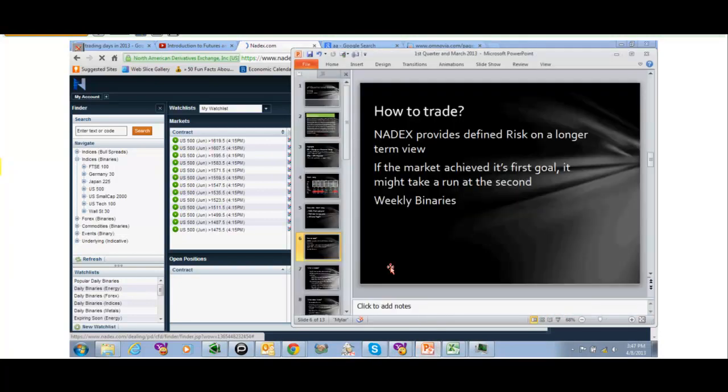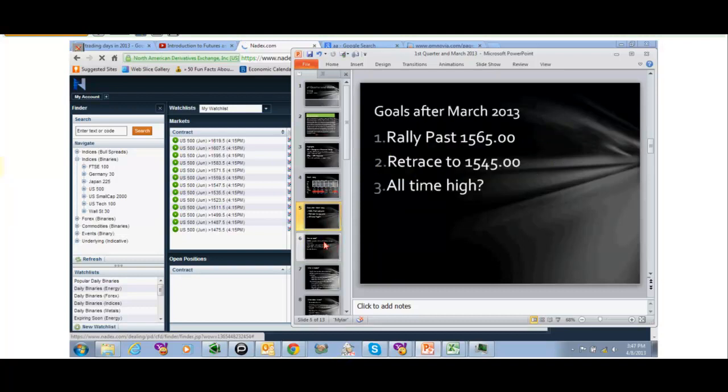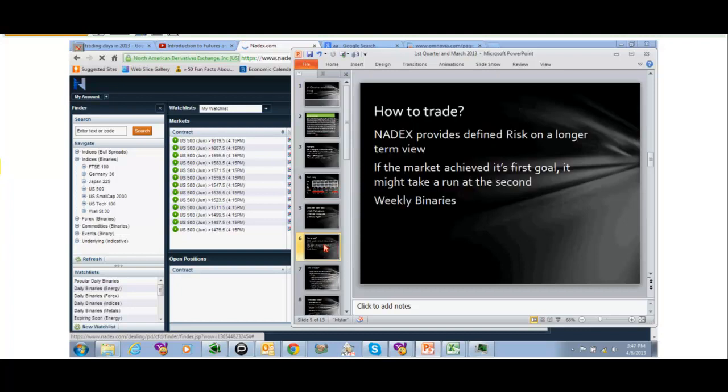Now, if the market achieved its first goal, going back to the goals that we were looking for, 1565 retraced to 1545 all-time high, if the market achieved its first goal, it would run at that second one.